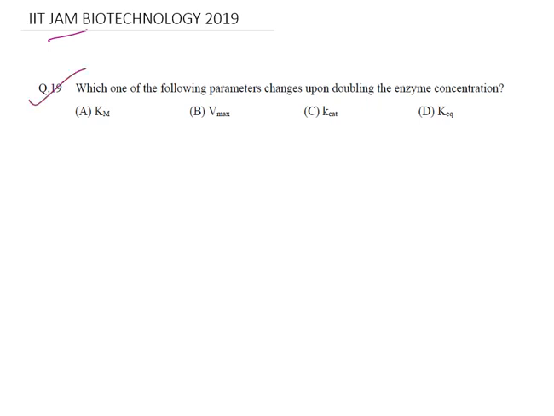So this is question number 19 from section A. That means it is an MCQ type question. Hence, among these four given options, we need to find the correct one. So let's see what is in this question. Which one of the following parameters changes upon doubling the enzyme concentration: Km, Vmax, Kcat or Kcat/Km equation?